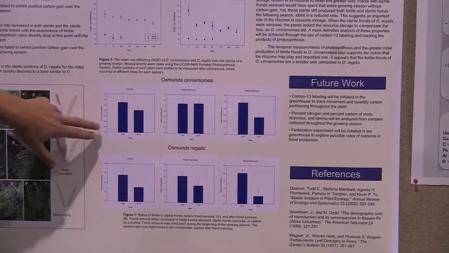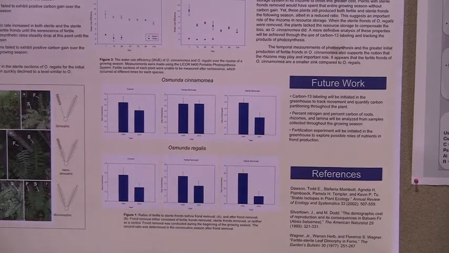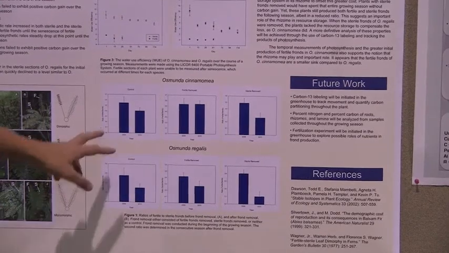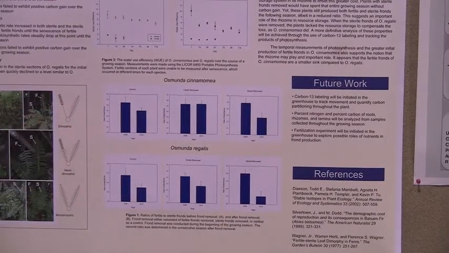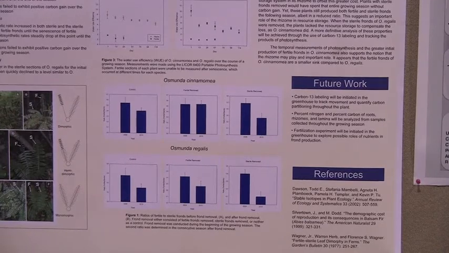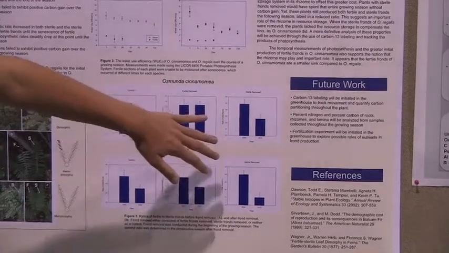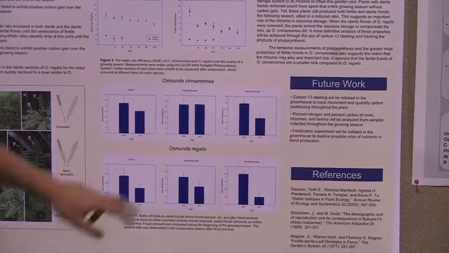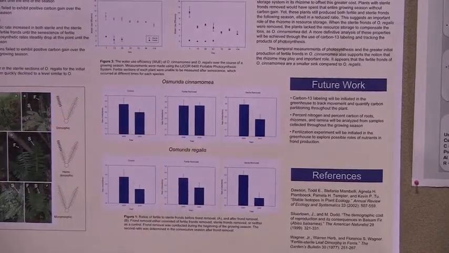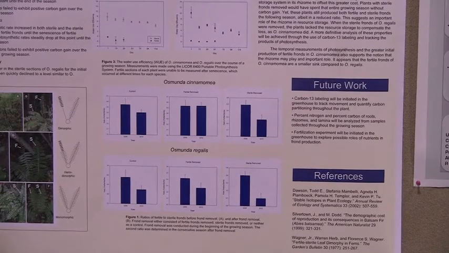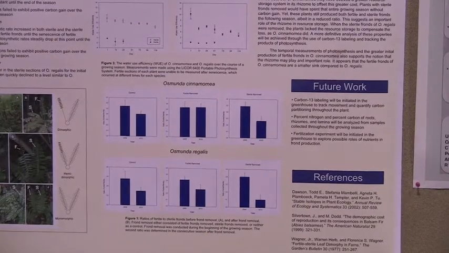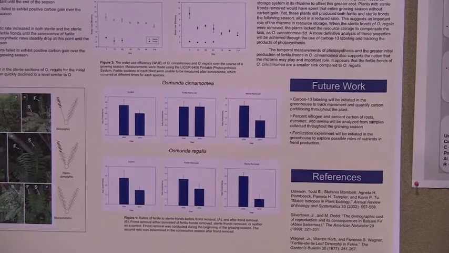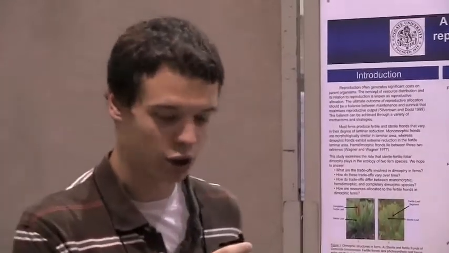And what we're looking at here is the ratio of fertile to sterile fronds. So this is just the relationship of how many fronds of each the plant is producing, and we're looking at 2 growing seasons. So we cut them at the beginning of 2009 and came back and counted the fronds that were produced in 2010. When we removed the sterile fronds, we got very significant results that the number of fertile fronds compared to sterile fronds was significantly reduced. And that's with a p-value for the cinnamon fern of 0.043 and for royal fern 0.002.